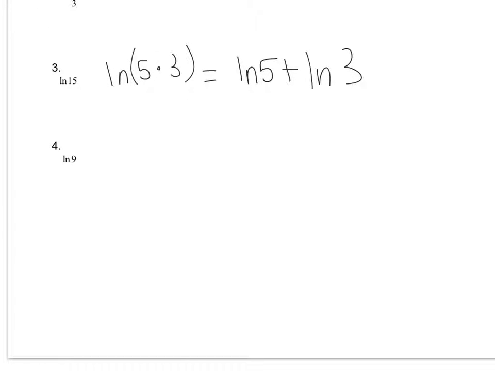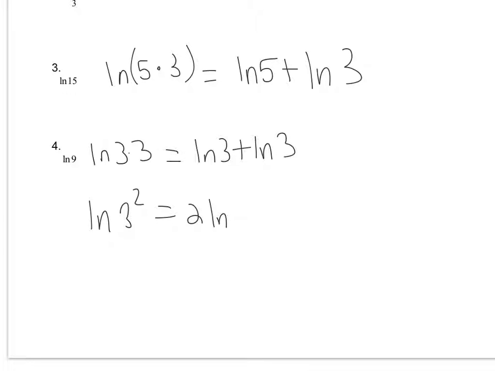There's two ways of doing this one. You could say it's natural log of 3 times 3, which would be natural log of 3 plus natural log of 3. Or you could say this is natural log of 3 squared, which is 2 natural log of 3. So there's some basic properties. Let's keep going and see how we can apply them.